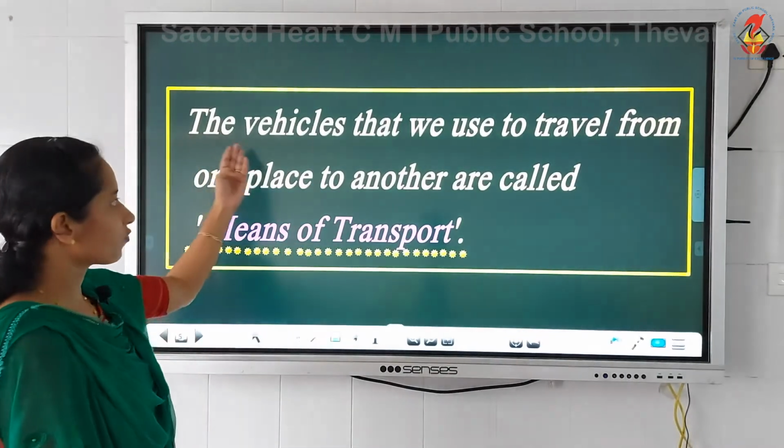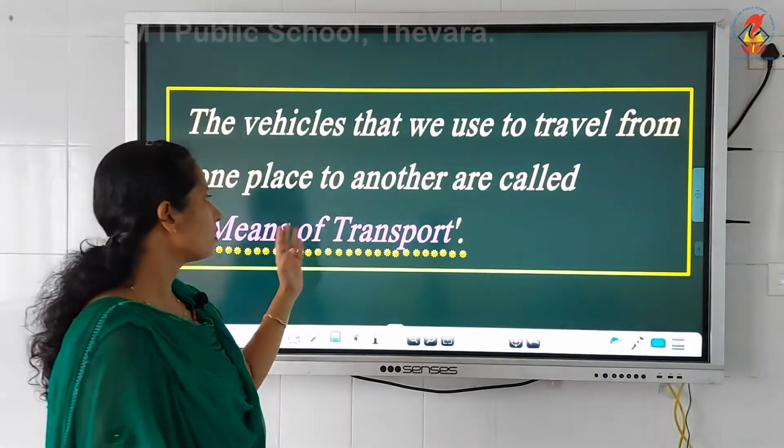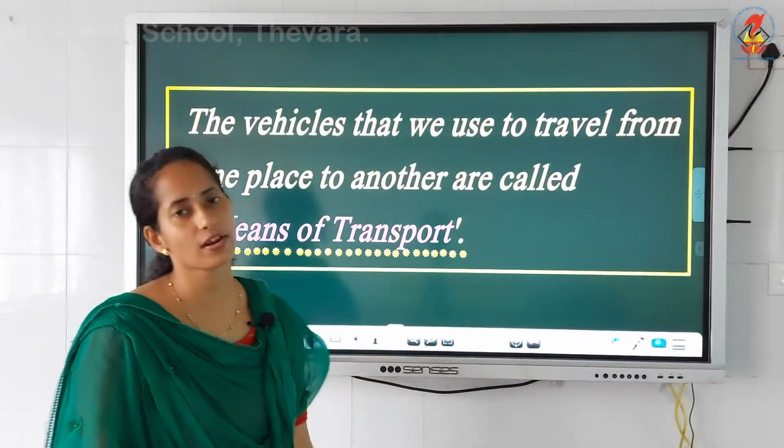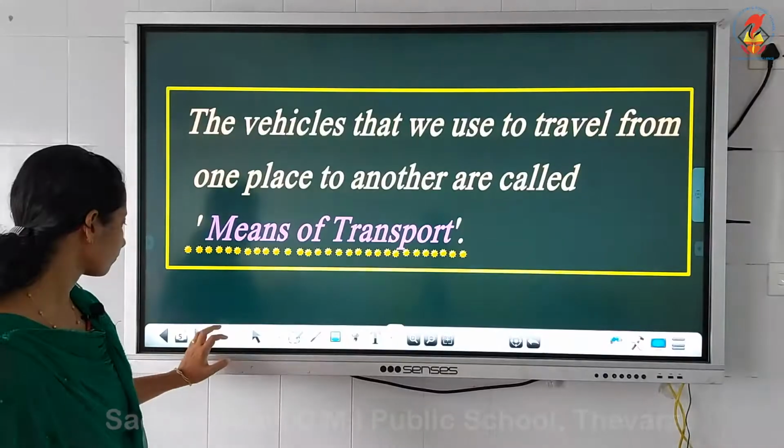Okay. So the vehicles that we use to travel from one place to another are called means of transport. Am I clear? I think the concept is clear for you. So this you must learn properly. How do we travel from one place to another? By vehicles. So the vehicles that we use to travel from one place to another are called means of transport.